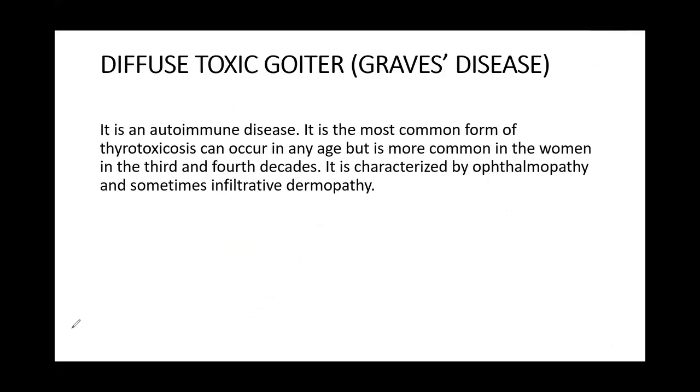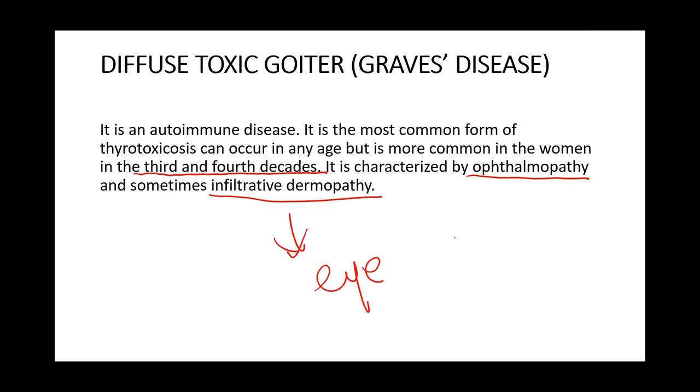cardiac signs, thyrocardia. Now, let's talk about diffuse toxic goiter or Graves' disease, which is a primary thyrotoxicosis. It is an autoimmune disease. It is the most common form of thyrotoxicosis. Can occur at any age, but more common in women in the third and fourth decades. It is characterized by ophthalmopathy and sometimes infiltrative dermopathy. Okay, so they are commonly associated with eye signs.